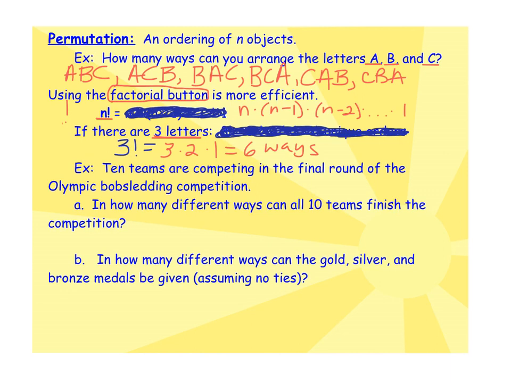It says 10 teams are competing in the final round of the Olympic bobsledding competition. How many different ways can all 10 teams finish the competition, assuming there are no ties? That would be kind of like that example B. If every team finishes in a unique place, that would be 10 factorial, which means you're going to take 10 times 9 times 8 times 7, all the way down till you get to 1.